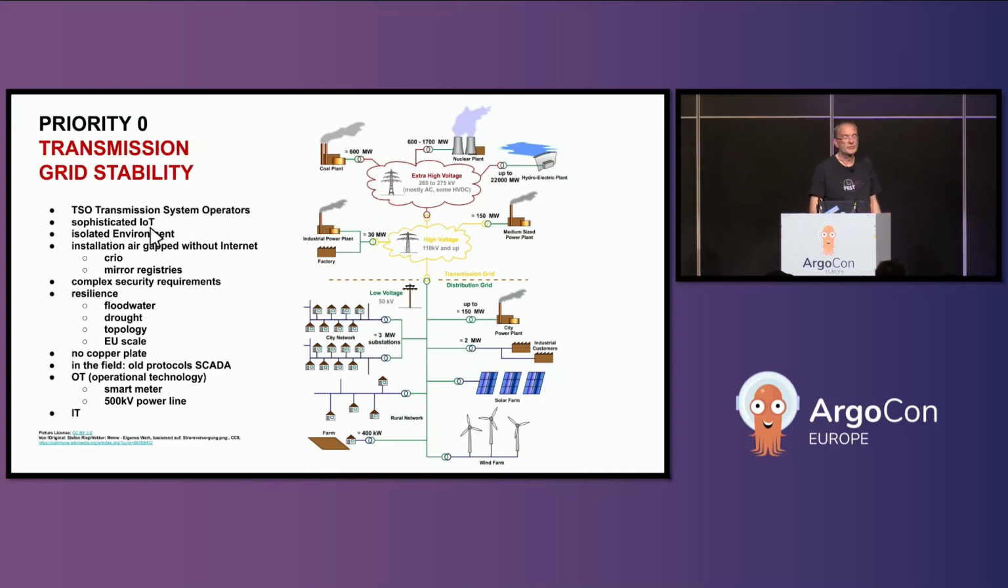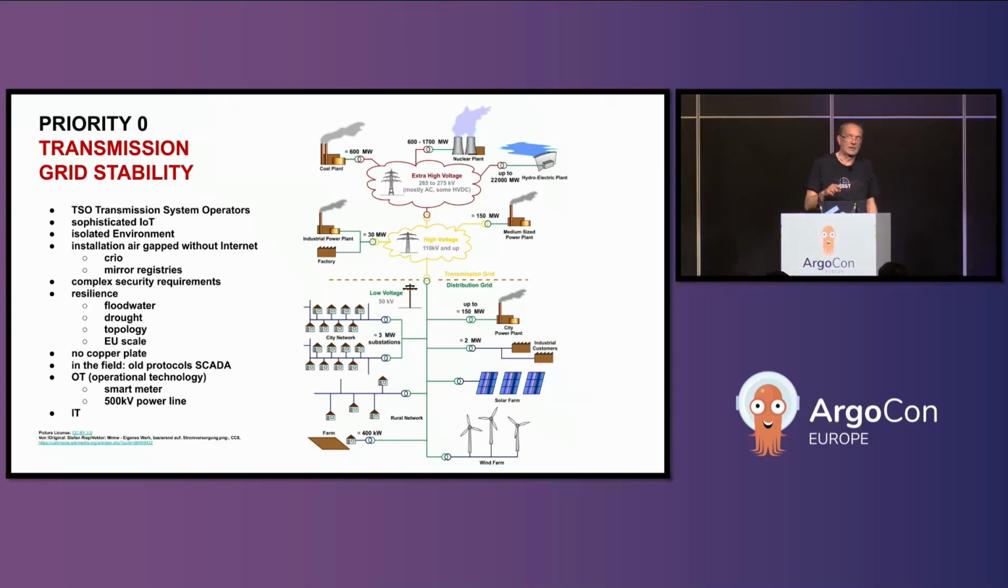It is run by transmission system operators, and effectively it's a very sophisticated IoT. And with IoT, you know the joke, the S in IoT is for security, and that's the same here on that level. We have to fix this by isolating the environment, and we have to install everything air-gapped. So the isolation means we have a special need to work in a completely air-gapped environment. The security requirements are complex. We need a lot of resilience against floodwater, drought, topology on a European scale.